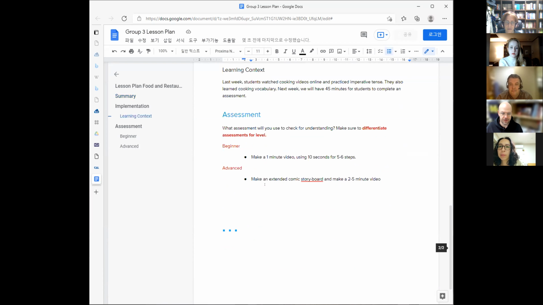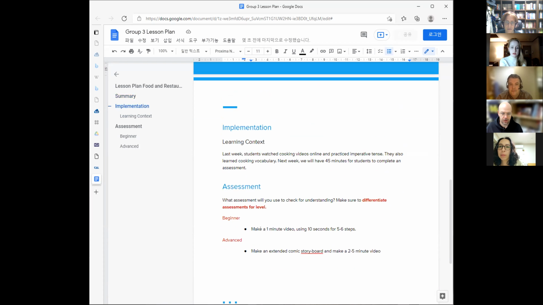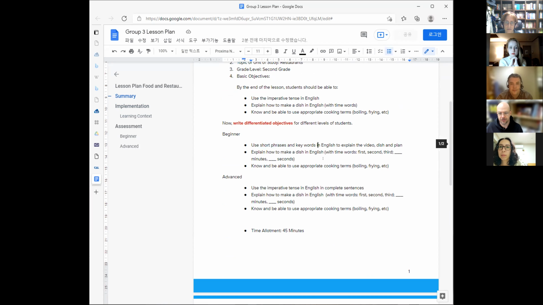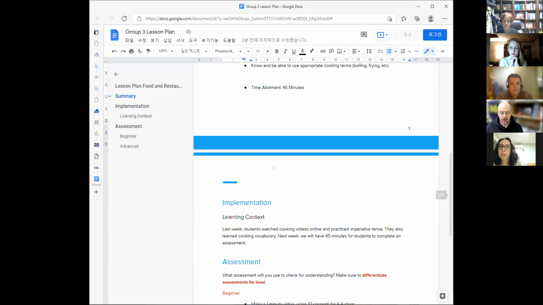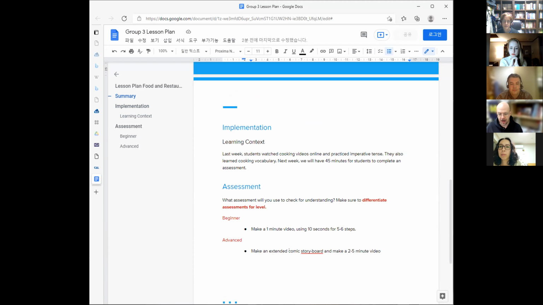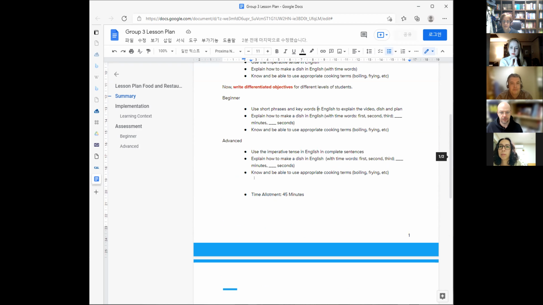And then I got more into the assessments. So making a 1-minute video using 10-second steps with 5 to 6 steps, 10 seconds for each, explain the video, use the time words. Then for the advanced ones, making an extended comic, like a storyboard, and then they would make a 2 to 5 minute video following the storyboard where they could either animate it or narrate it. So then they're explaining those steps with the terms.